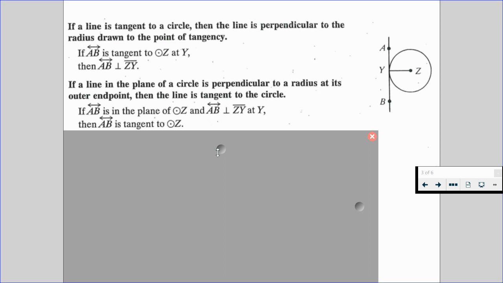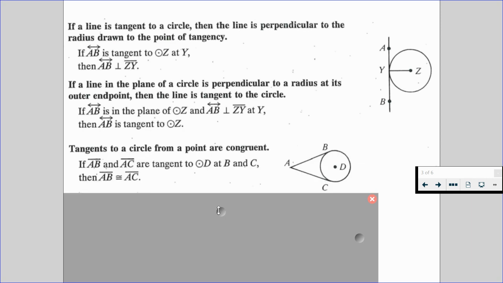So now we're talking in reverse order here. If we know that line AB is in the plane of circle Z, and line AB is perpendicular to segment ZY at point Y, then we're going to know that line AB is tangent to circle Z.